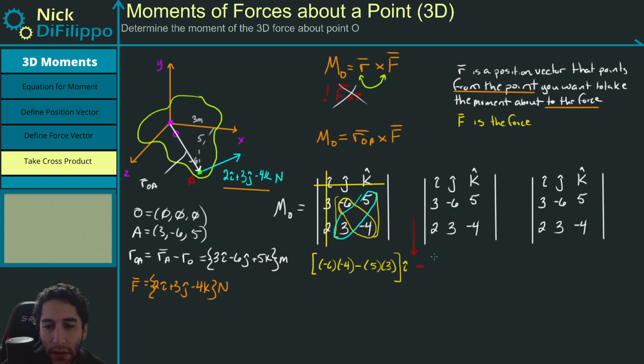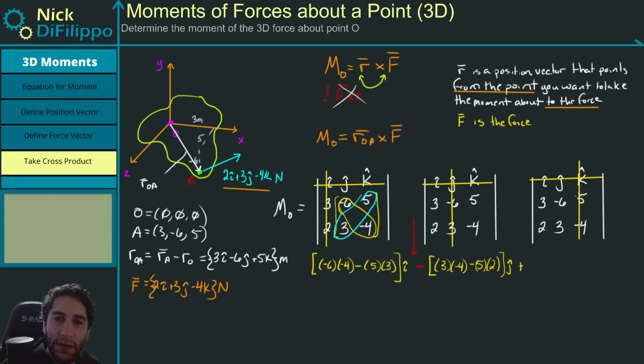Okay, so now we cross out the first row and cross out the second column. We're going to figure out our j component. Now we also, again, have a nice little 2x2 matrix. So we're going to say 3 times minus 4 minus 5 times 2. And this is a j component. And then in this last one, we're going to cross out the first row. We're going to cross out the last column, and we're going to be figuring out our k component. So again, nice little 2x2 matrix. We're going to have 3 times 3 minus a minus 6 times 2. Be careful with negative signs, because if you miss a negative sign, it will mess everything up. And this is a k component.